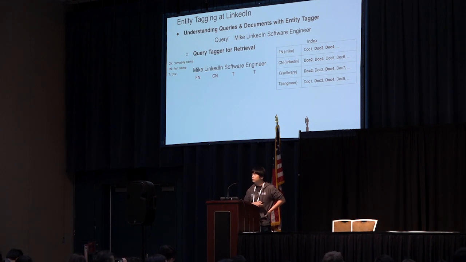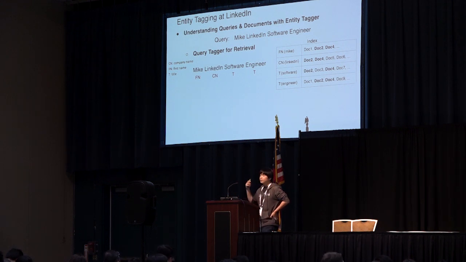But how do we know these are titles, and these are first names? Remember, LinkedIn has semi-structured data. So we already get this data from our member profiles or other places, but sometimes this data is not available. So we need to apply the same entity tagging technology to get this information, maybe from the member's background, like a description or something.